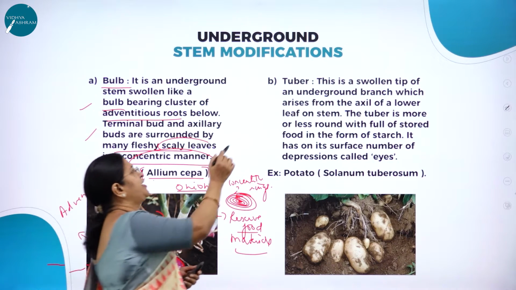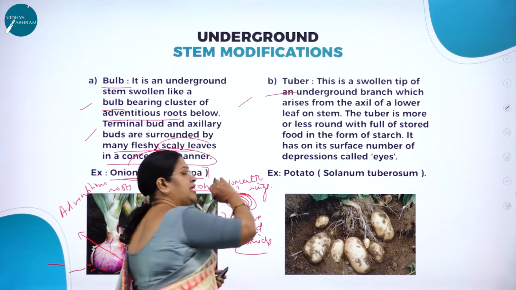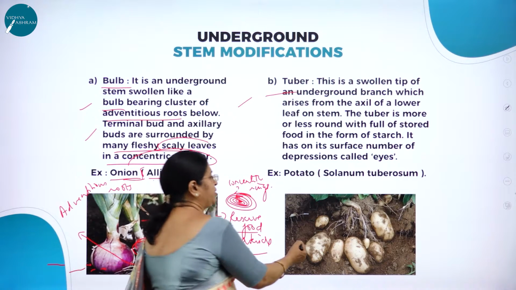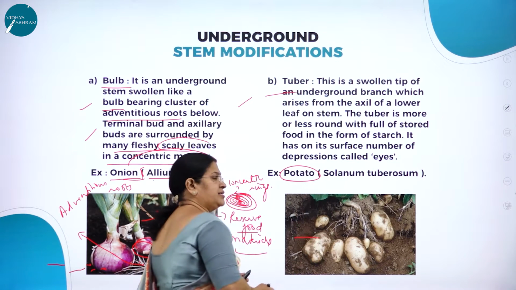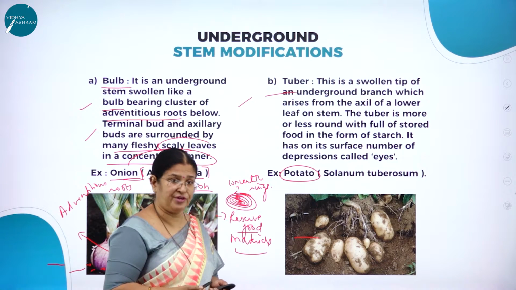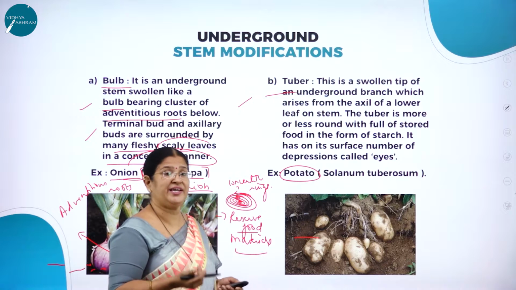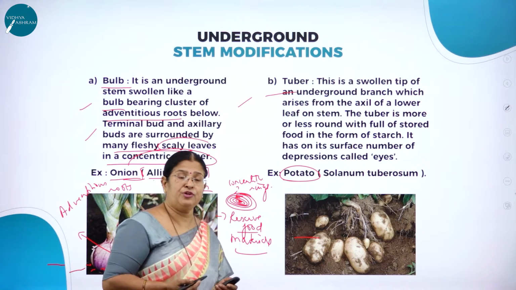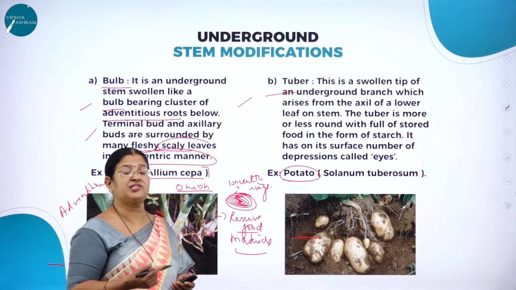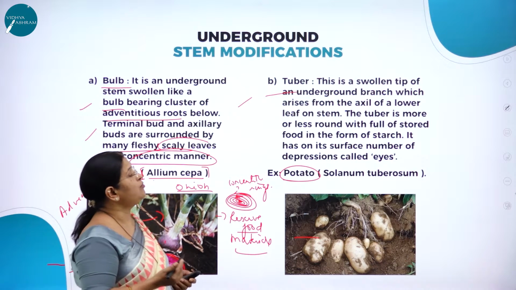Moving on to the next very important example for the underground stem modification, that is tuber. Who has not seen potato, right? Potato is a very good, we can call it a starchy food, which acts as a binding agent. So most of the food that we prepare, we use this potato as a binding agent because of its starchy nature, right?